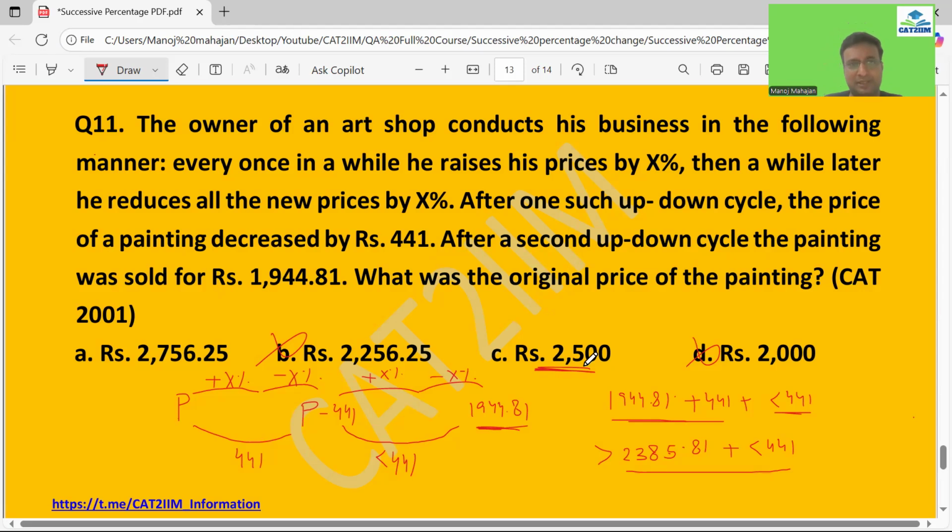So what is the calculation we're going to do? So you have to assume one of the values from the options. So better would be assuming 2500 because the calculation would be a little easier with that. So let's say if P is 2500, P minus 441 would be 2059, and this is already given to us, 1944.81. So how to figure out whether the answer is 2500 or 2756.25? Just have a quick calculation that percentage change over here should be same as over here.